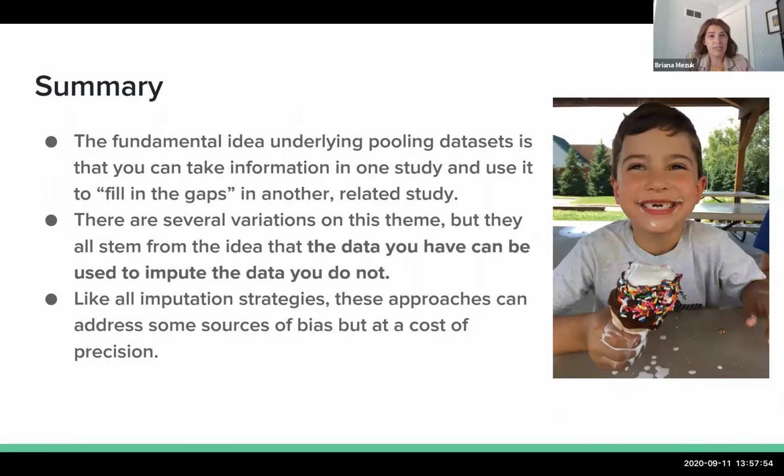So to summarize, again, the fundamental idea of pooling data sets is that you can take information from one study and use it to fill in the gaps in another related study. There's lots of different variations on this theme, but they all stem from the idea that the data you have can be used to impute the data you do not. But like all imputation strategies, these approaches can address some sources of bias, but they come at a cost of precision, and they also may wipe out some meaningful variability.